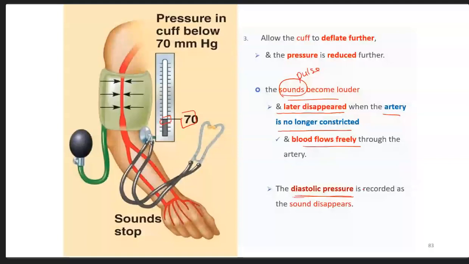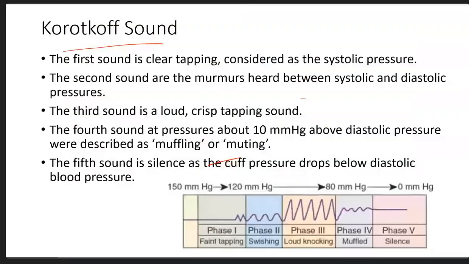So the Korotkov sound on the next slide. The first sound is clear tapping, considered as the systolic pressure. So the first sound that you hear will give the systolic pressure. The second sound are the murmurs heard between systolic and diastolic pressures. The third sound is a loud crisp tapping sound.